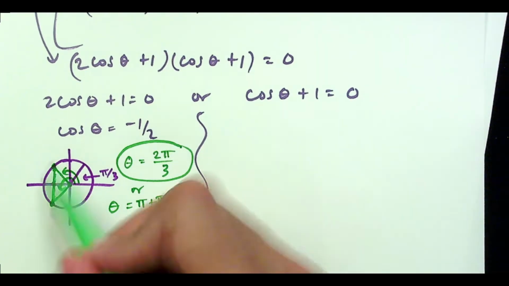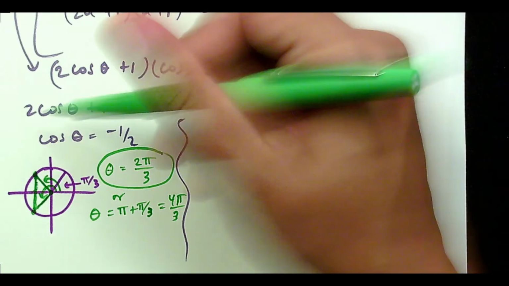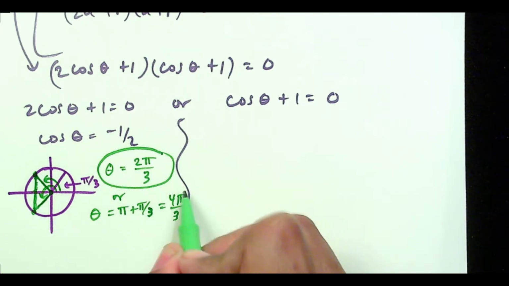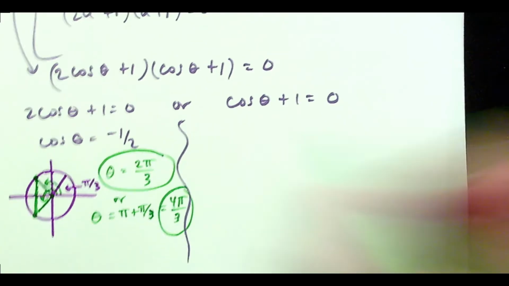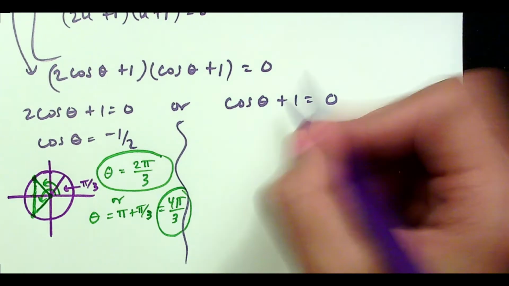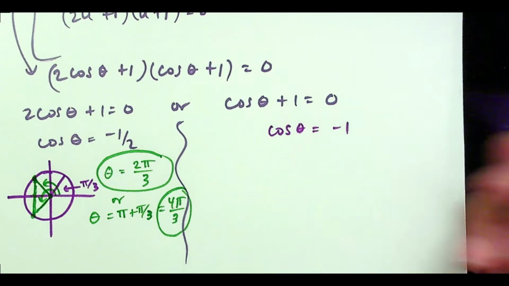And that's it. Those are the only two angles for that equation, there's only those two answers. Now let's solve this one. Cosine of theta plus 1 equals 0. Okay, move the 1 to the other side. You're going to get cosine of theta equals negative 1.